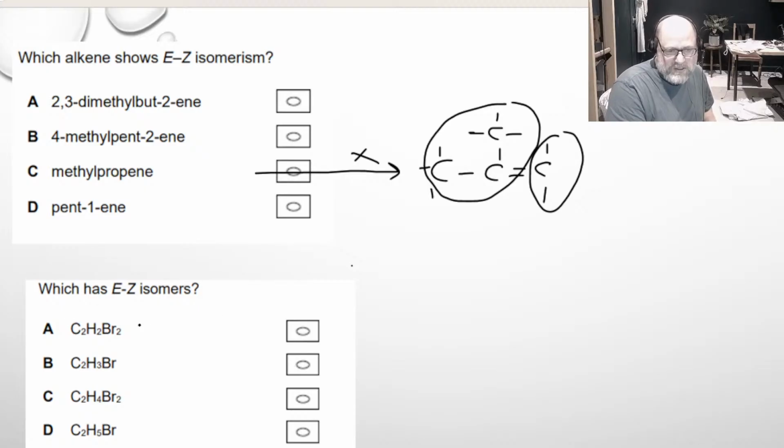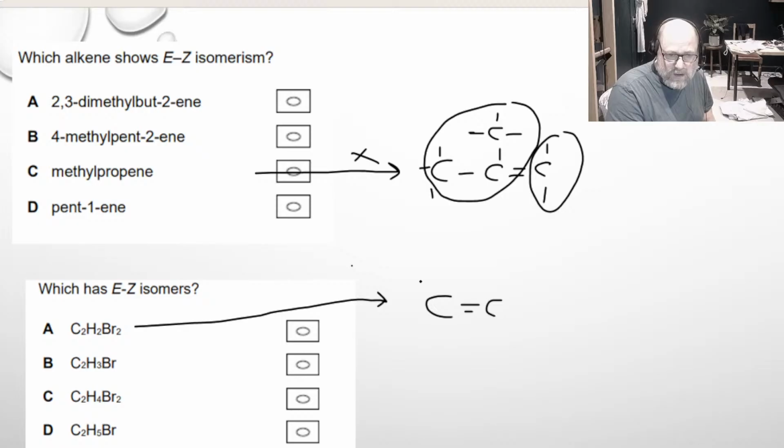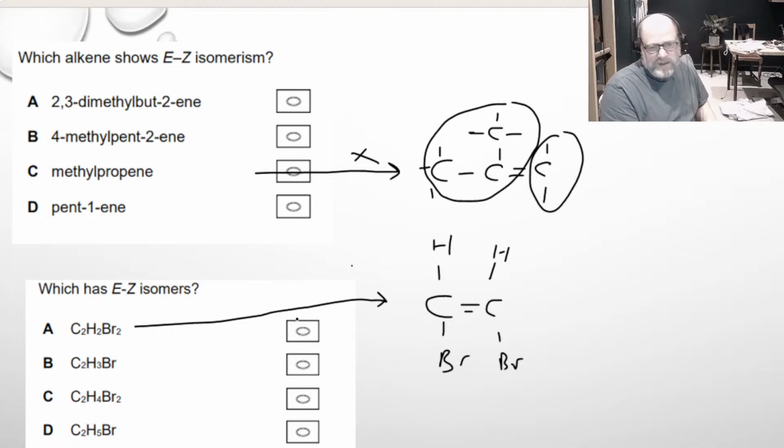A for this one. Let's check it out. If we put that there, this could be E/Z isomers, couldn't it? This is like 1,2-dibromoethene. So yeah, I agree, A.